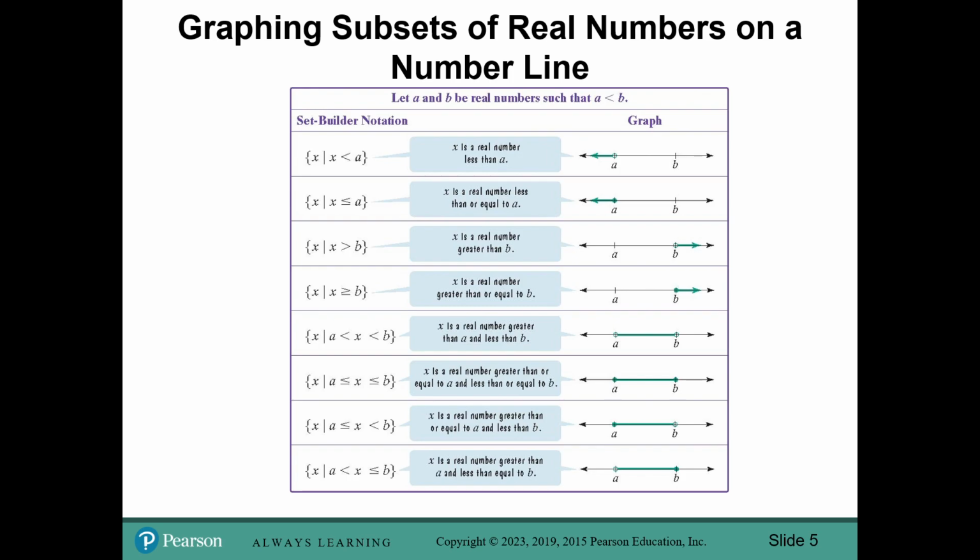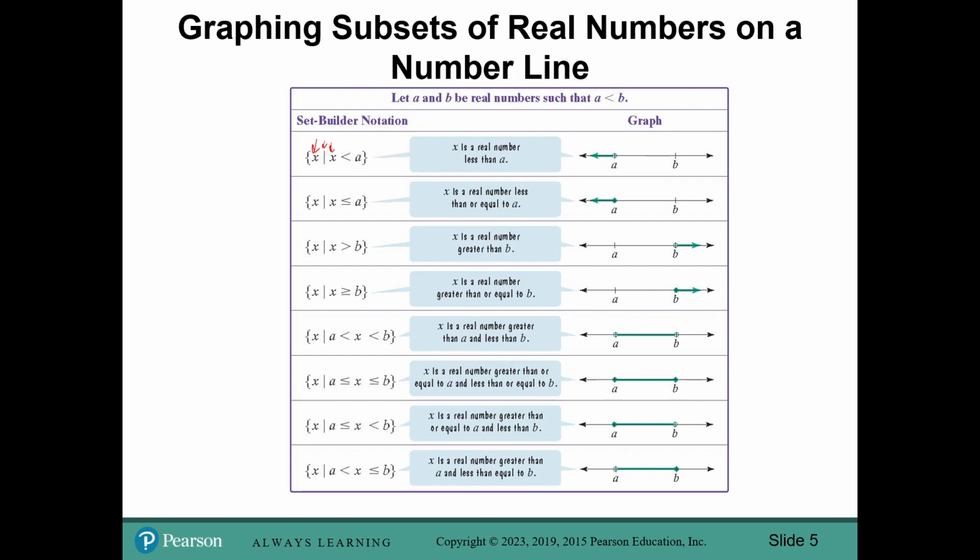Alright, so we have our set builder notation on the left and then our graph on the right. Now remember with set builder notation, we have x such that x, and then our statement is less than a. So x is a real number less than a in this circumstance. On my graph I have an a and a b. I locate my a. It does not have the equal to line here, so I put an open circle on my a, and then I draw a line to the left because x is less than a.